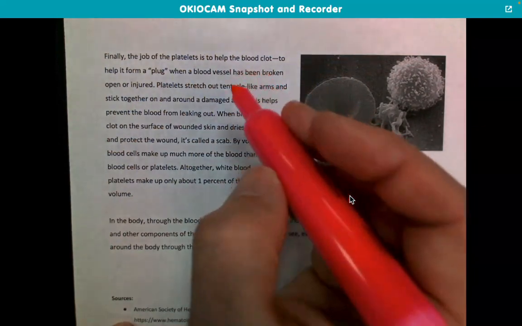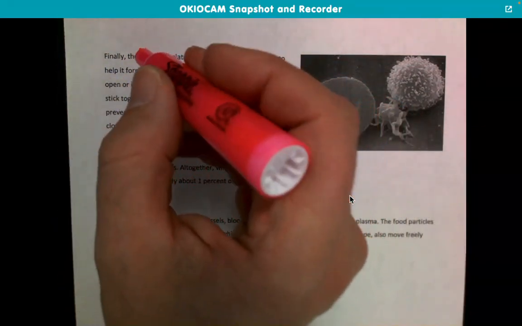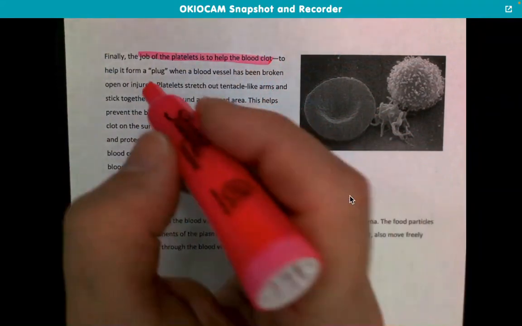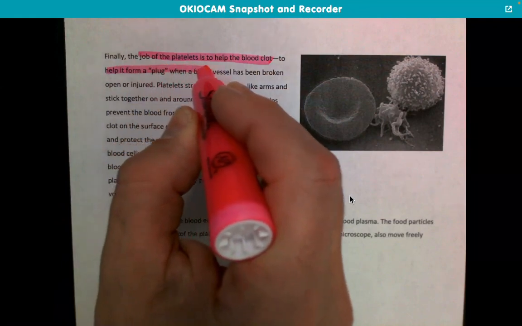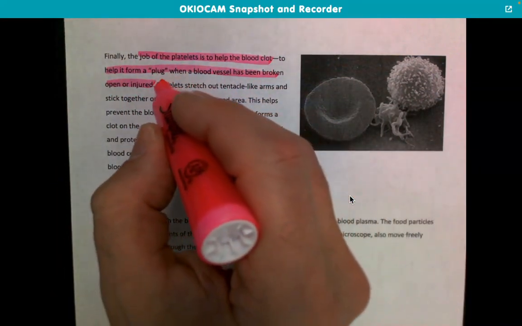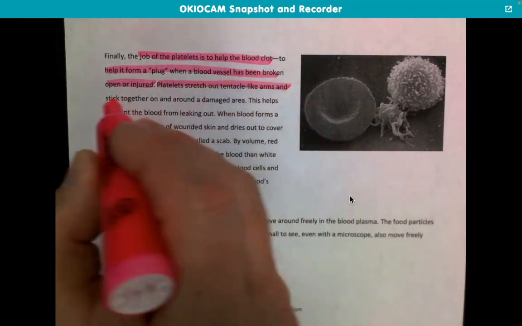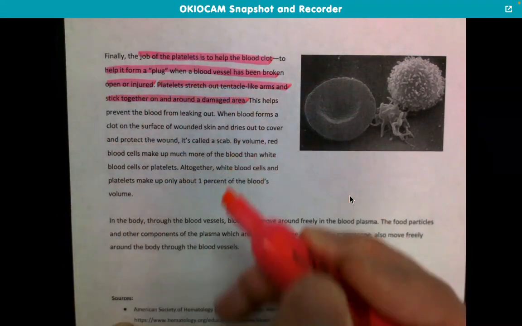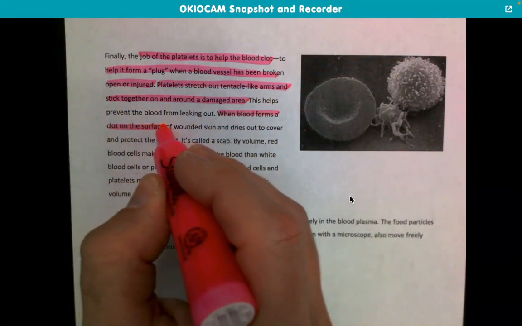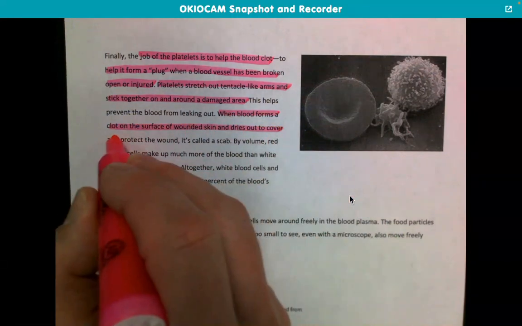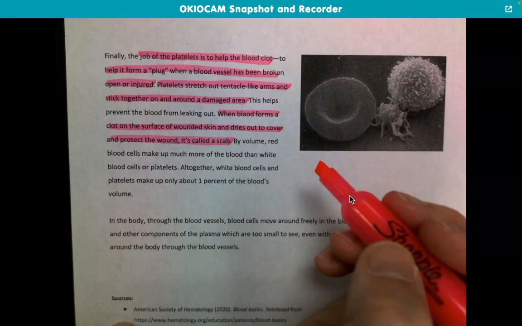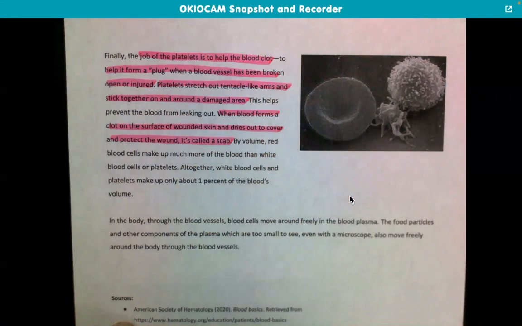Let's go back. So the job of the platelets, its function, is to help the blood clot. To do that, it forms a plug when a blood vessel has been popped open. Its structure is that it has tentacle-like arms and they stick together around the damaged area. We also want to note that when blood forms a clot on the surface of the wounded skin and it dries out, that's called a scab. And that's about it for that one.